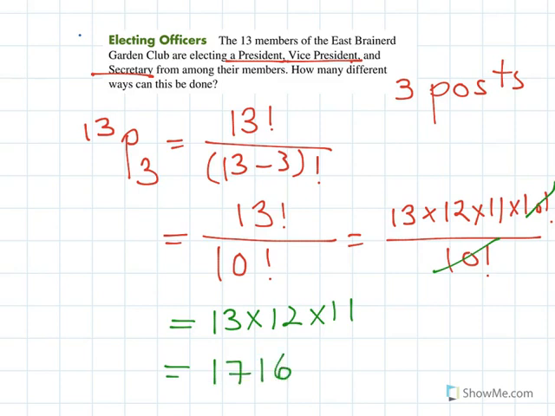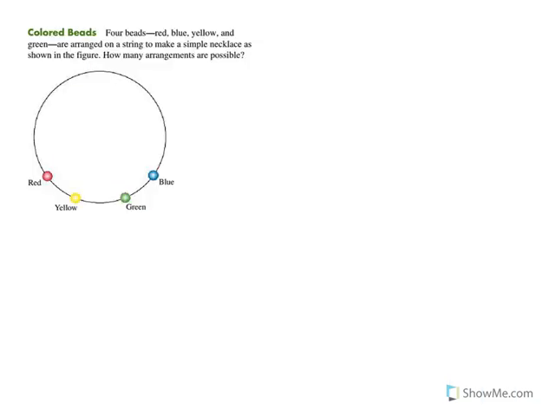which is equal to 1,716. So out of 13 people, 13 members of a club, you can actually have 1,716 ways of choosing 3 posts. So the odds are a little much in this case.